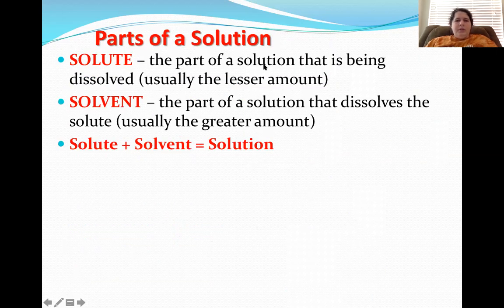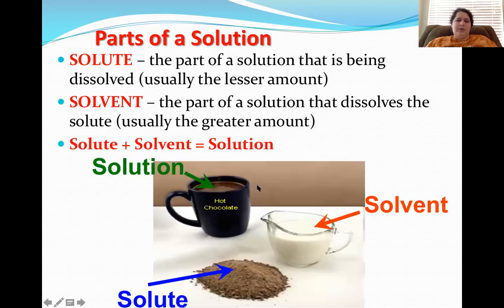So the solute is the part of the solution that is being dissolved. Usually it's a small amount. The solvent is the part of the solution that is doing the dissolving. It is usually a greater amount. When you put them together, the solute plus the solvent makes a solution.